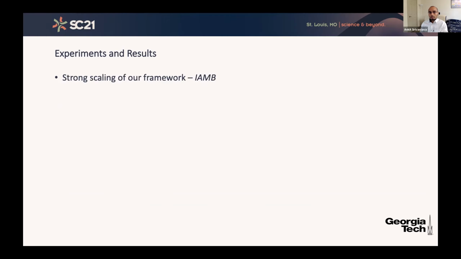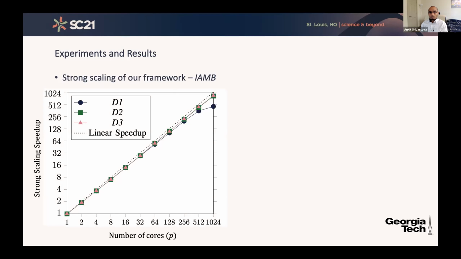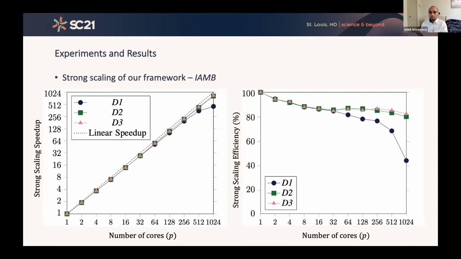So first, we looked at the strong scaling of our framework for IAM. On the left, we see the strong scaling speedup plot. And on the right, we see the strong scaling efficiency plot. You can generate these plots from the same data points. So let's look at the efficiency.